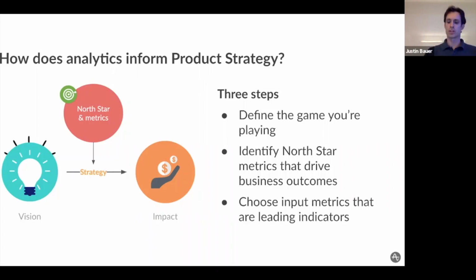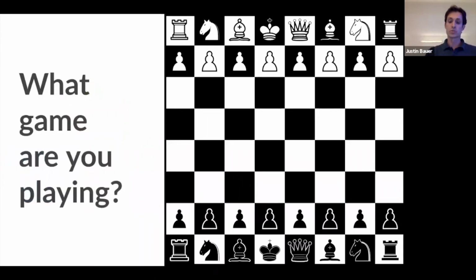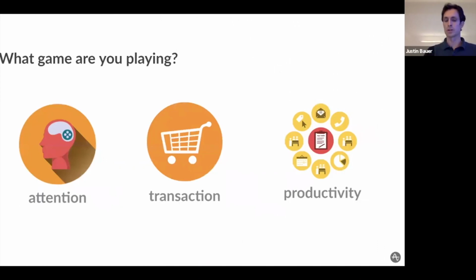So let's start with the game that we're playing. This is really important because if you think that you're playing checkers, but all of your competitors are playing chess, you're going to have a really tough time actually winning in your game. And what we have found through our research is that, typically speaking, there are three different types of games that products operate within. And those are the following: the games of attention, the games of transaction, and the games of productivity.